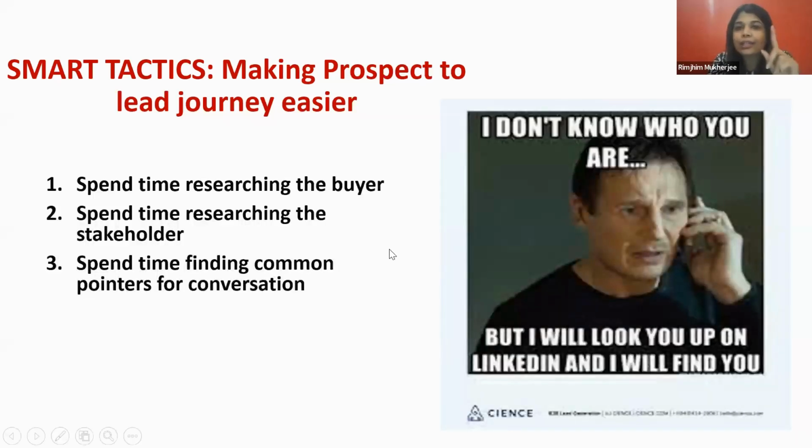So make that prospect journey easier whenever you are doing that B2B sale by understanding the customer persona and then be spontaneous in altering your personality. You cannot be one type of personality in a sales profile or when you are trying to sell. You have to be like a chameleon, changing colors as per the other person's personality or persona.